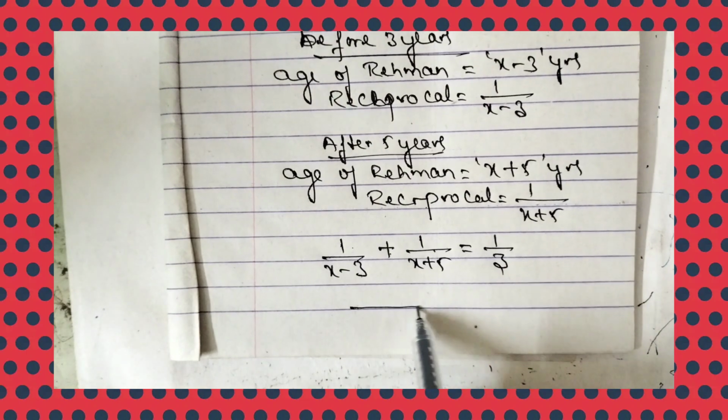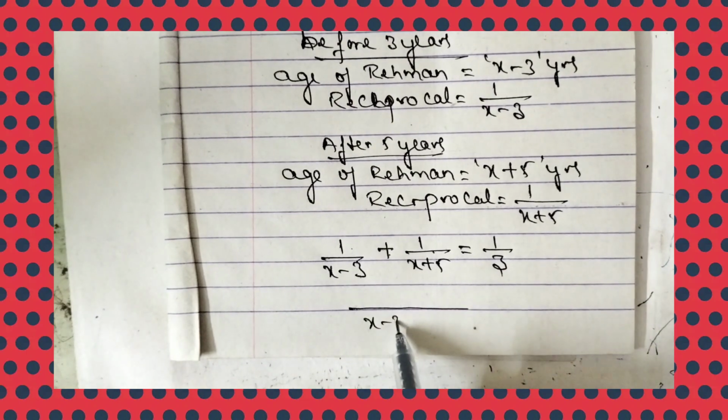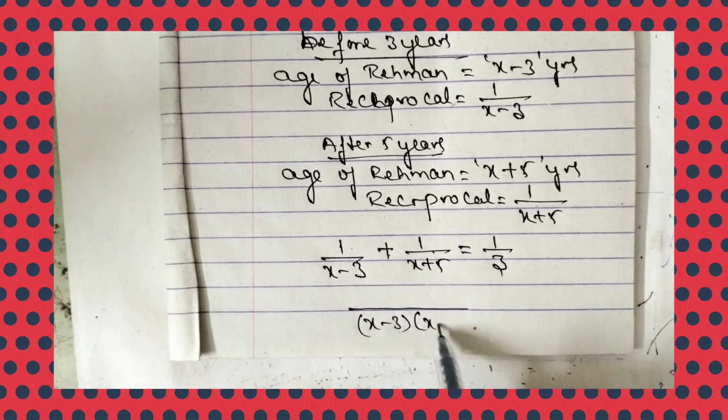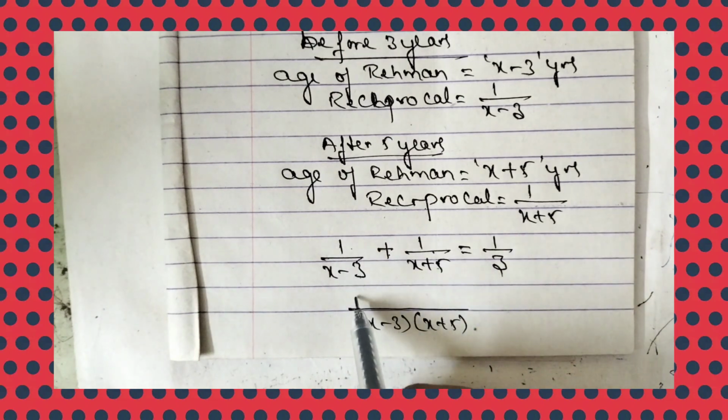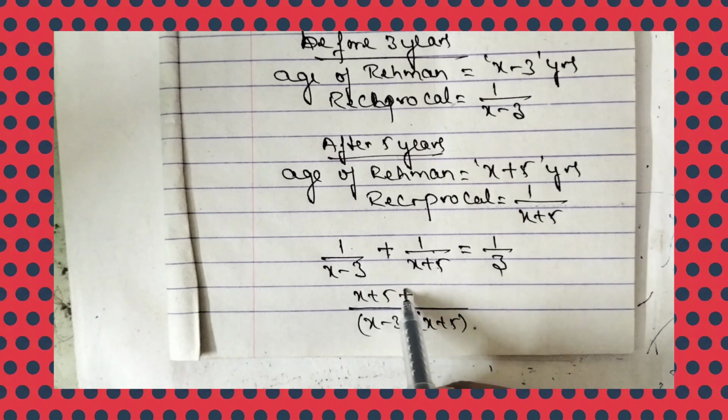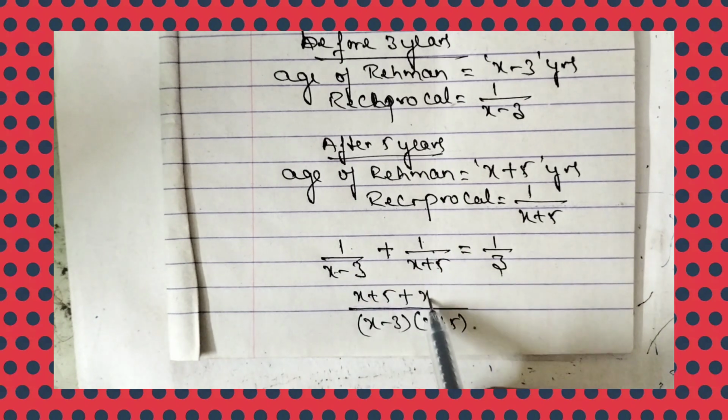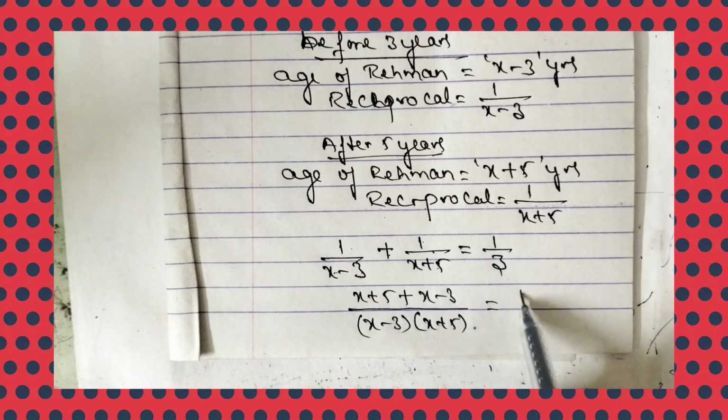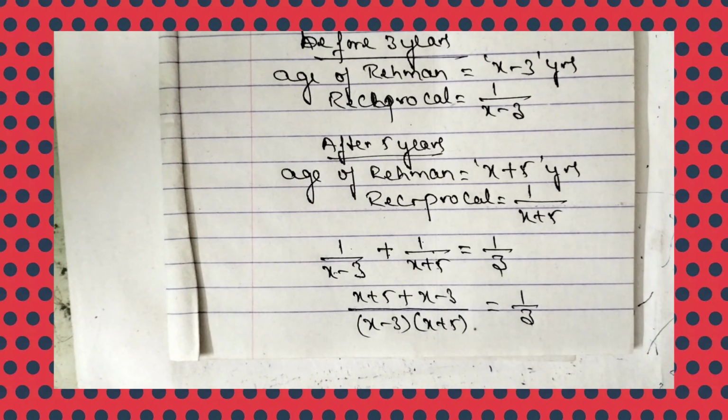So now what is the LCM? x minus 3 into x plus 5 is the LCM. So x plus 5 ones are x plus 5, plus x minus 3 ones are x minus 3, which is equal to 1/3. So now let us continue this one. 1x plus 1x will become 2x. 5 minus 3 will become 2.